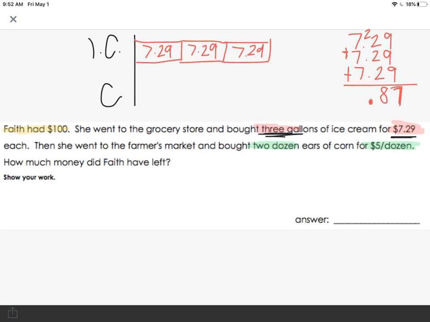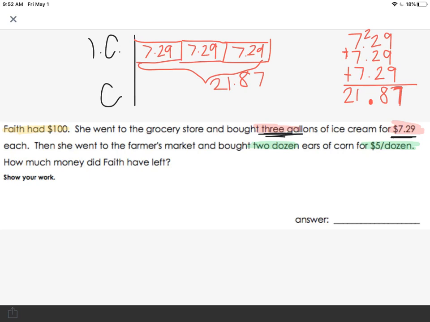So 87 cents. And how many dollars? 7 plus 7 plus 7 is 21. So I know altogether she spent $21.87 on ice cream. All right, let's take a look at the corn.